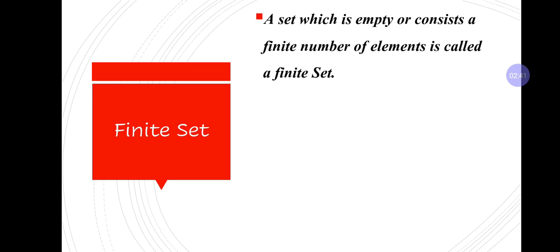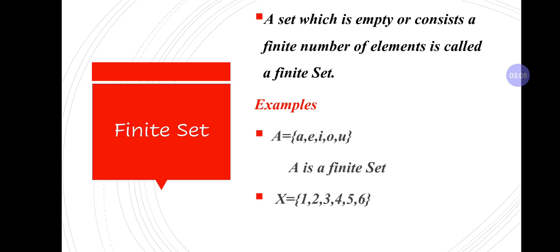Now finite set. A set which is empty or consists of a finite number of elements is called a finite set. For example, here set A represents the set of vowels. Here we can easily count the number of elements in A. Here are 5 elements in set A. So we can say A is a finite set. Now here set X represents the set of natural numbers less than 7. So here we can also count the elements of X. So it is called a finite set.